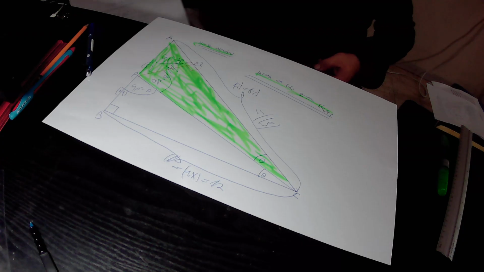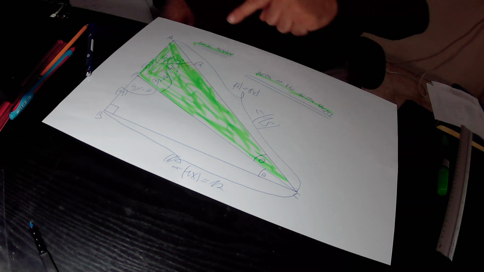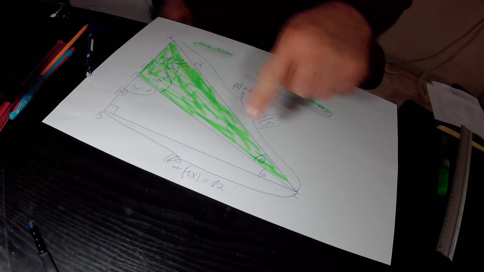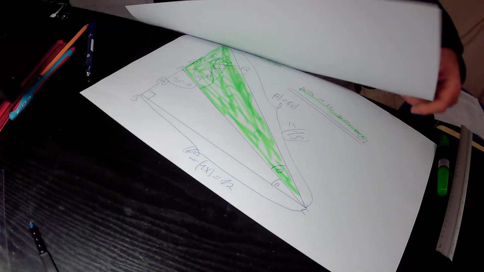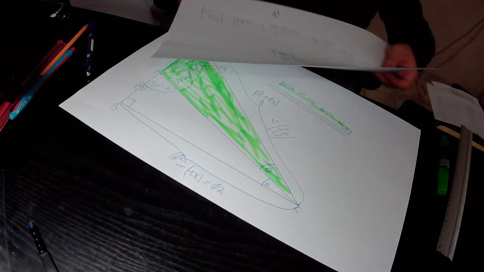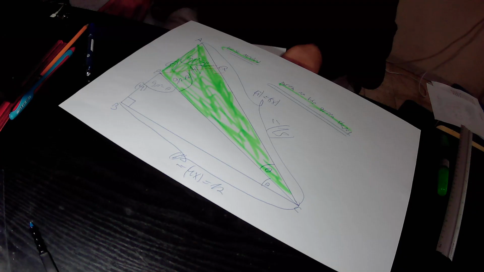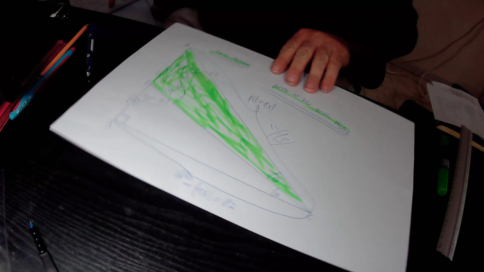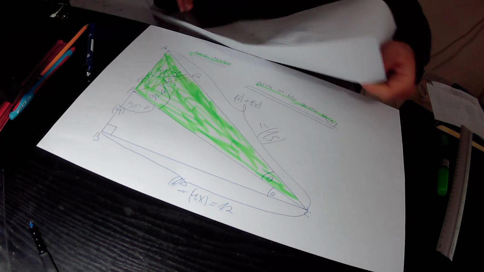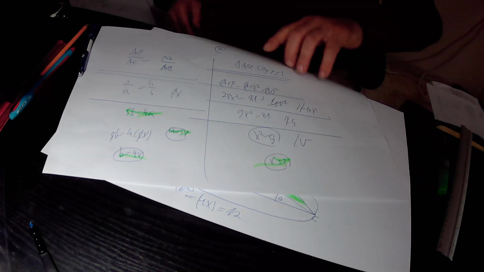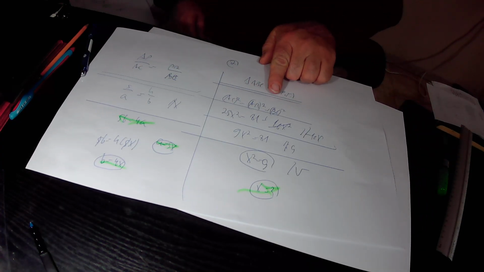The next step: implement the Pythagorean theorem on this big right triangle ABC. According to the Pythagorean theorem, in this big right triangle ABC, AC squared equals AB squared plus BC squared.